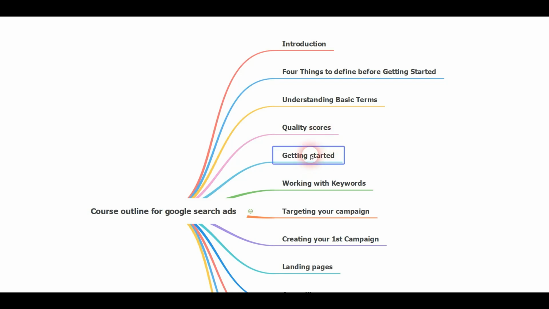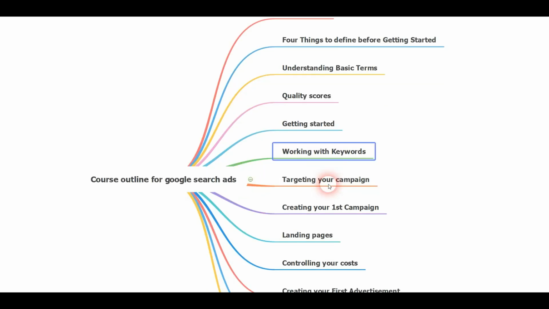Then we'll be getting started with setting up our account and exploring the dashboard, right? After that we'll be talking about campaigns, ad groups, and ads, and the difference between them. Then we will be talking about keywords, how to get started with keywords, the difference between keywords and search terms, how keywords work, how to evaluate keywords and select the right keywords. We'll also be telling you about the different tools that are really helpful in selecting the right keyword ideas.